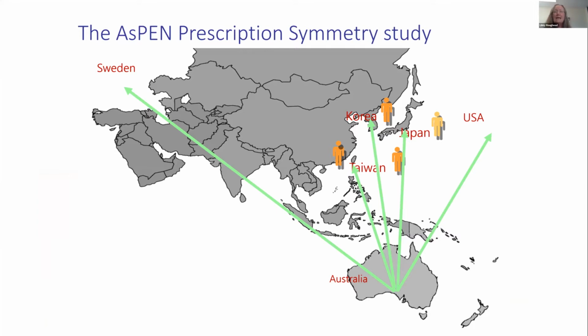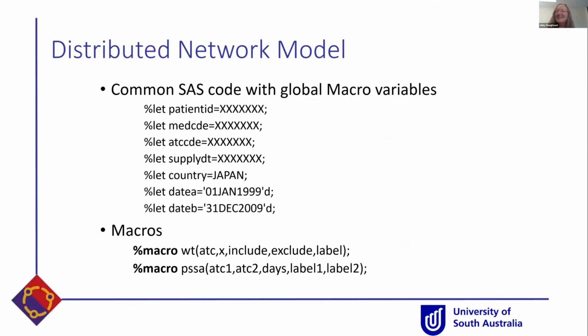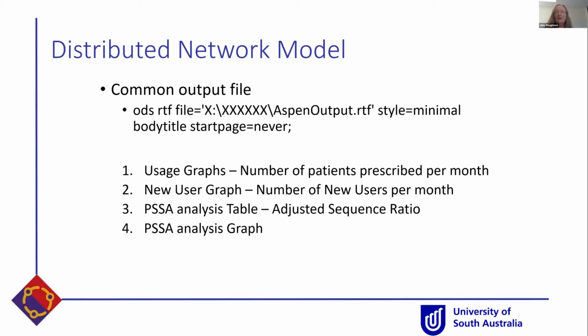But we sat here in Adelaide, this is Adelaide down here if you're not sure, wrote our code and distributed it all over the world. Nicole wrote the code, thanks Nicole. We had a common SAS code with global macro variables, so we didn't ask anybody to change their data set because this was the beginning of our story. We just asked them to fill in the X's, and we had macros for our data analysis. We had a common output file, so we could end up with usage graphs, new users, how many incident users there were, prevalent users, and then what was our signal, which is called this PSSA analysis table.